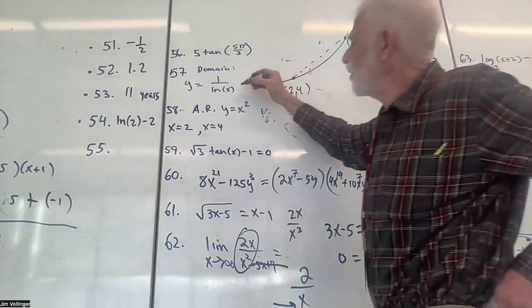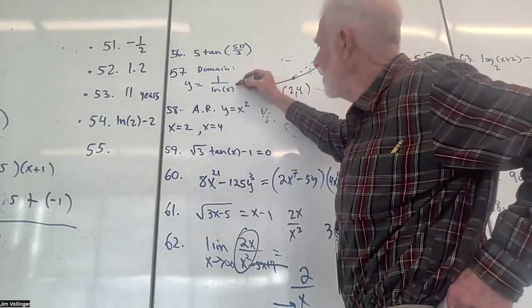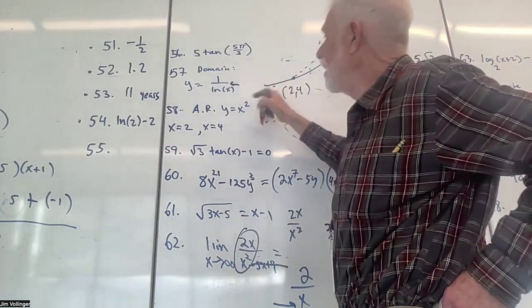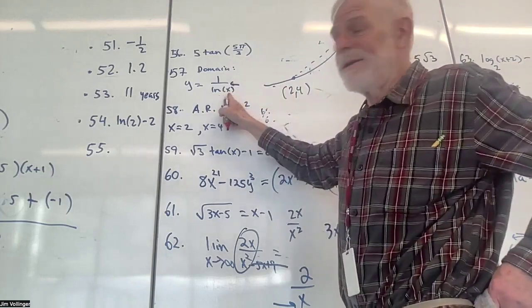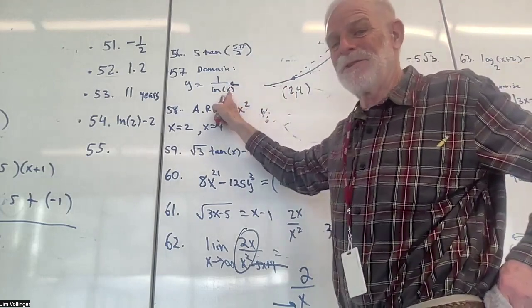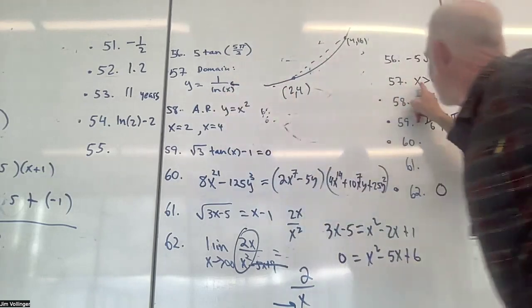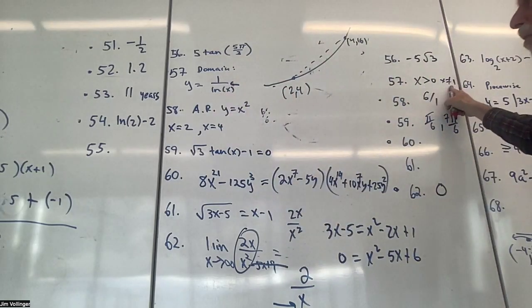I've got 2 restrictions on domain here. One is division. I can't divide by 0. Well, guess what the log of 1 is? It's 0, so I can't use a 1, and I have to have positive numbers in the parentheses. So x has to be bigger than 0, and it can't equal 1.